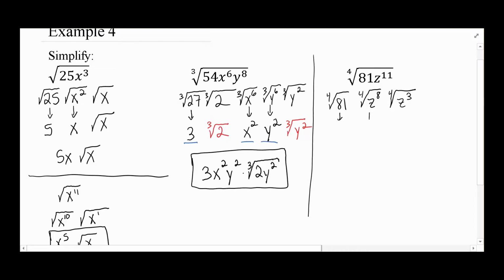So now the fourth root of 81 is 3. The fourth root of z to the 8th is z squared. And I can't do anything with the z cubed. So this is just 3z squared, fourth root, z cubed.